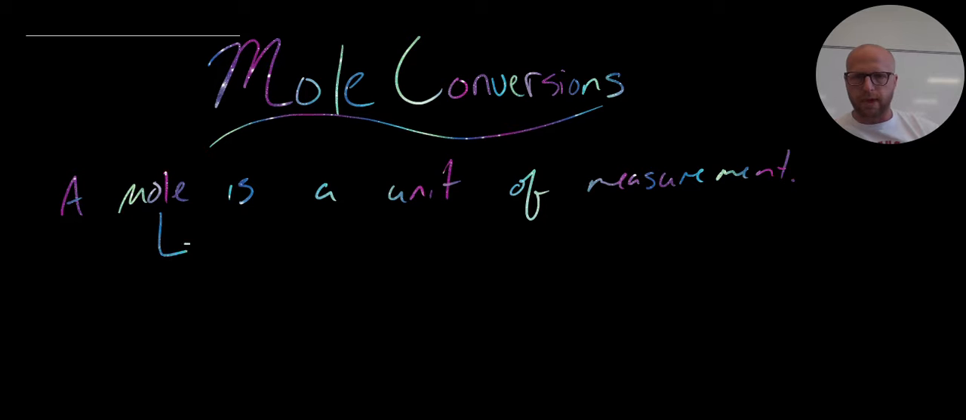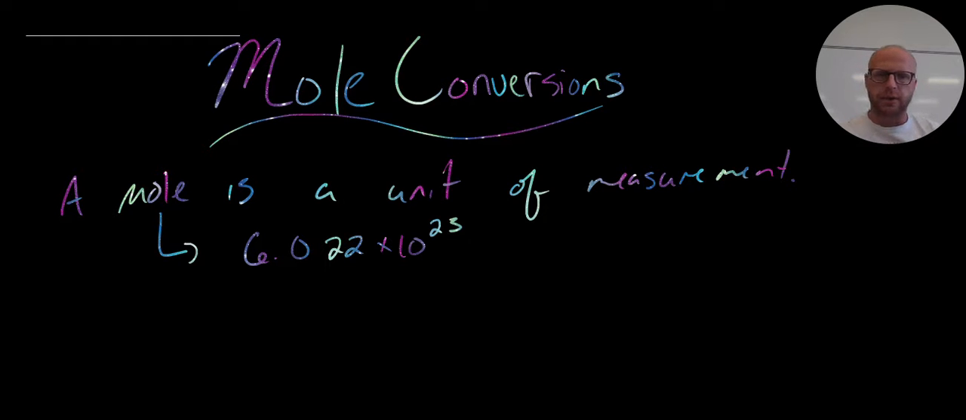a massive amount. Well, how much is a mole? It's 6.022 times 10 to the 23rd of something. Items. Theoretically, you could have a mole of anything, but in practical circumstances, most of the time we're talking about atoms or particles.